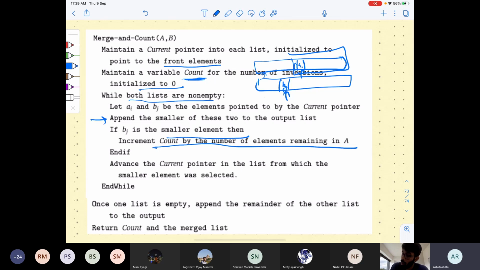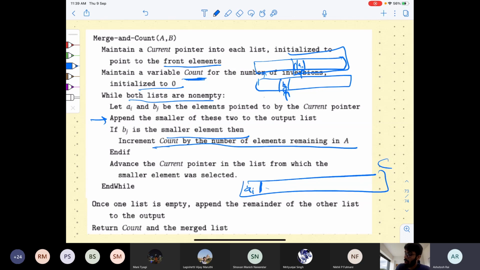So it says append the smaller of AI and BJ to the output list. So you have this output list, which is the list C. Append the smaller AI or BJ, whatever you have. And if AI is the smaller one, then you don't have to do anything. If BJ is the smaller one, then you need to do something.